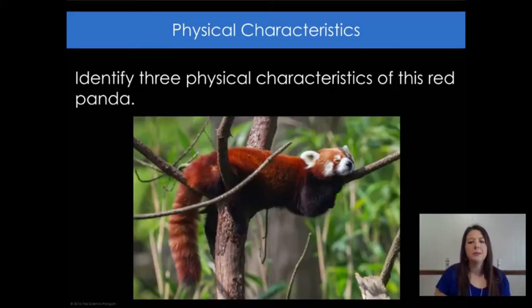So, I want you to look at this picture of this red panda, and I want you to see if you can identify three physical characteristics. I'll wait just a minute.